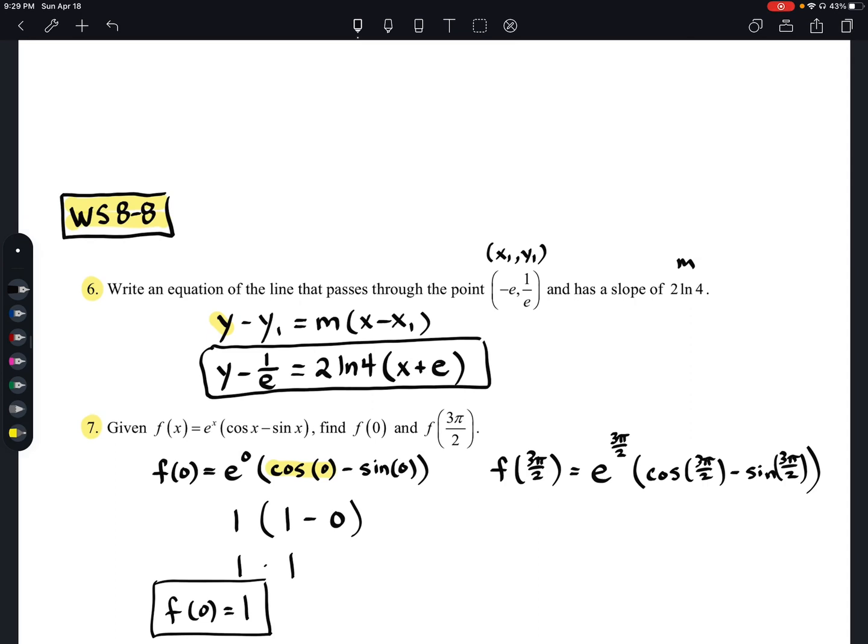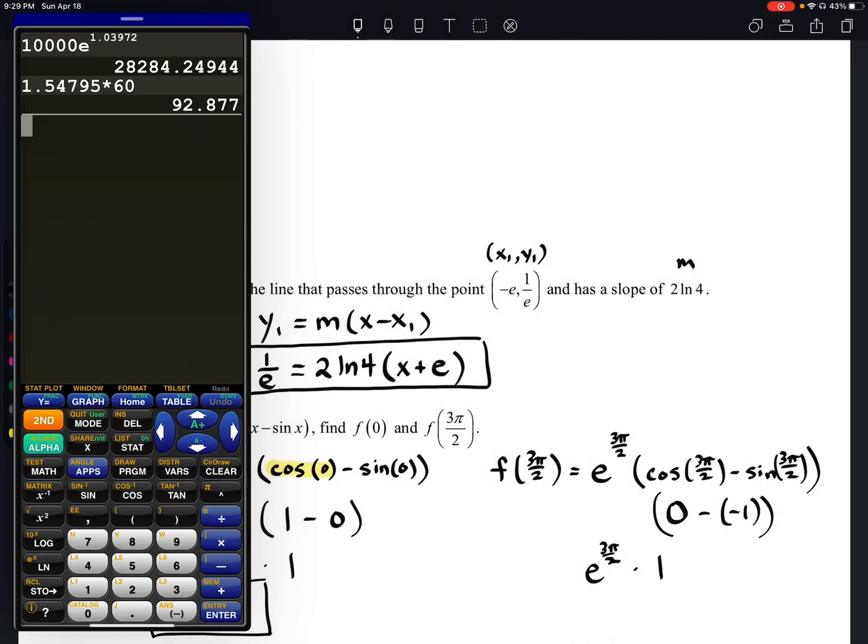But we know that the cosine of 3 pi over 2 is going to be 0. And then the sine of 3 pi over 2 is negative 1. So we have 0 minus negative 1, which is really just going to give us 1. And when we multiply e raised to the power of 3 pi over 2 by 1, we know that that's still going to be e to the power of 3 pi over 2.